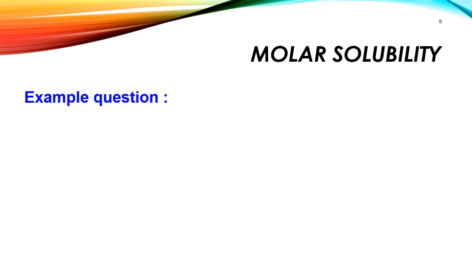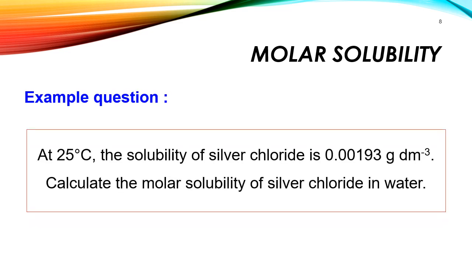Let's consider an example to determine the molar solubility of a soluble salt. The question is, at 25 degrees Celsius, the solubility of silver chloride is 0.00193 gram per dm cube. Calculate the molar solubility of silver chloride in water.